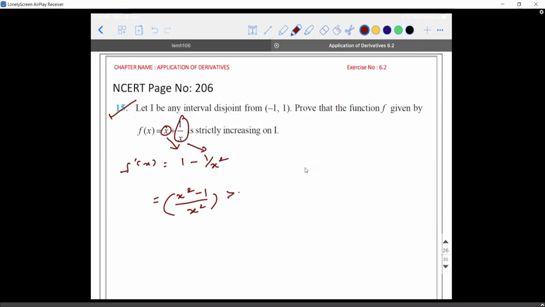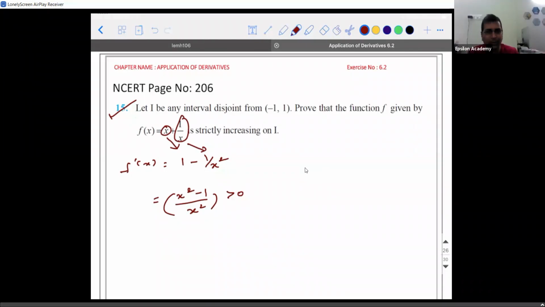Sir, I took 1 by x as x inverse and I differentiated using the powers, sir. Yeah, why are you complicating? You will get the same thing. You can always remember derivative of 1 by x is minus 1 by x square. Okay, so x square minus 1 divided by x square is given.